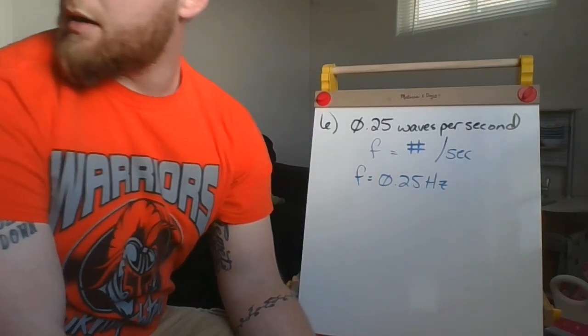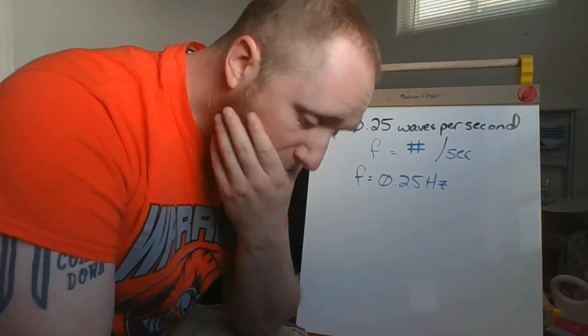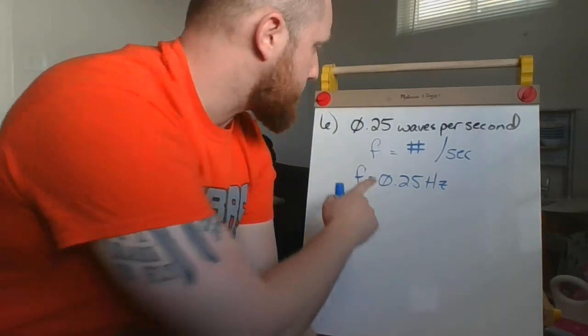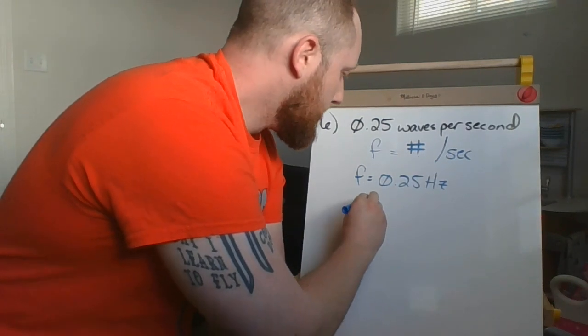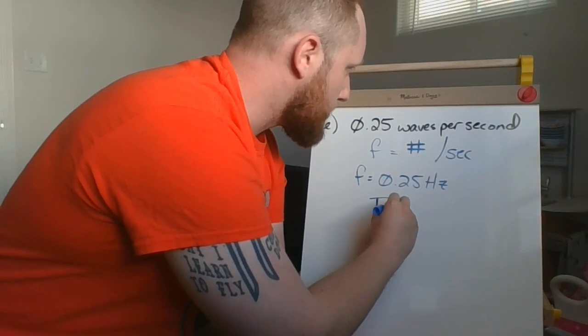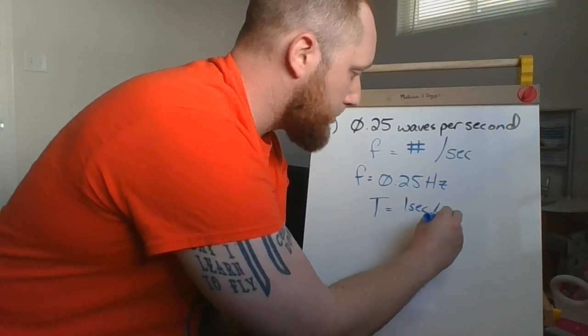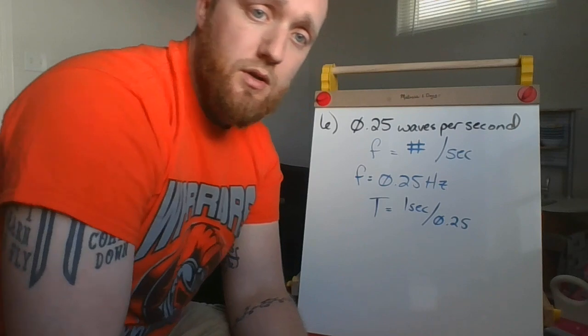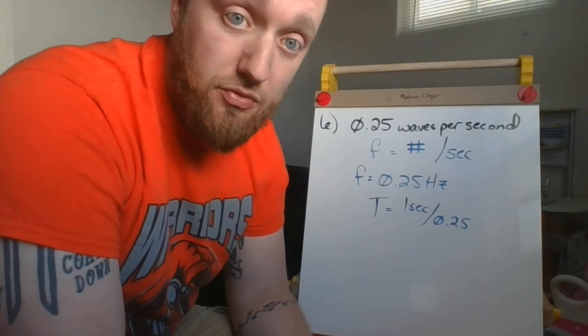I believe letter A, they ask you for period. You've got two options. When you want to solve for period, the first option is that you can invert this little fraction that you've got here. You could say that period is equal to your 1 second divided by 0.25 waves. 1 divided by that quarter is going to give you 4.